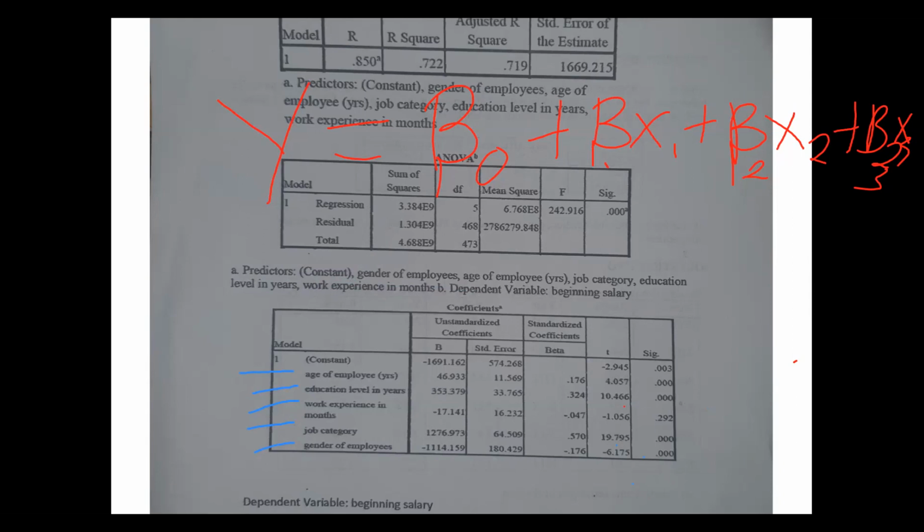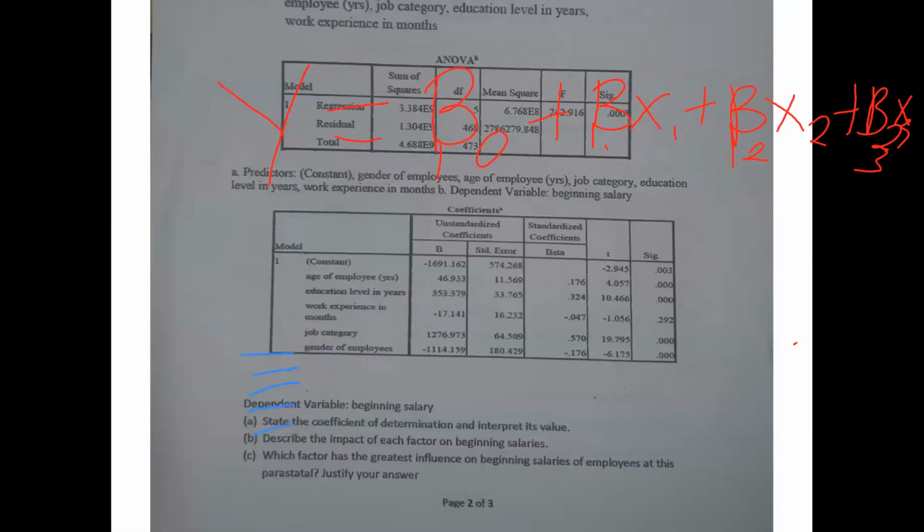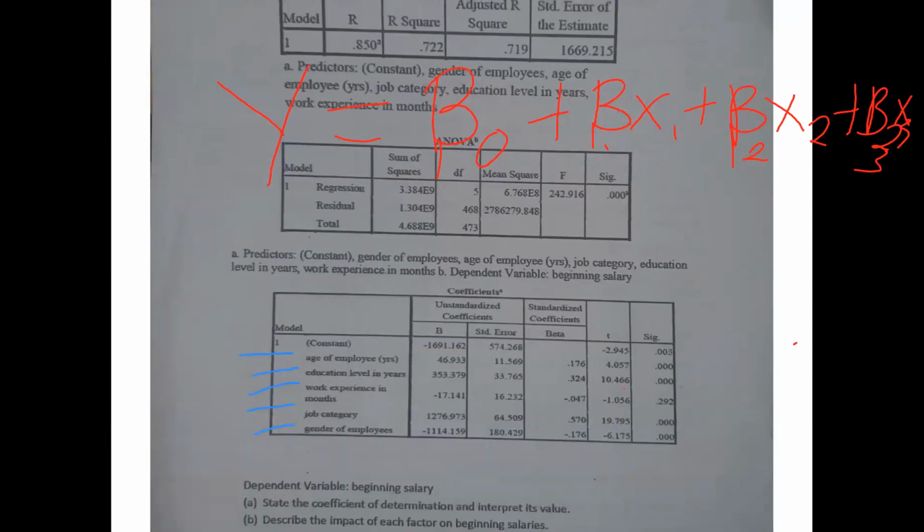Maybe that question should be there. We are answering question A, which says state the coefficient of determination and interpret its value. But before we come to that one, let's answer the coefficients. That's not the coefficient of determination.